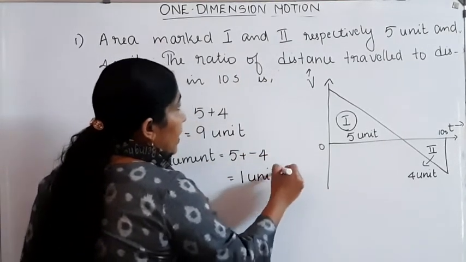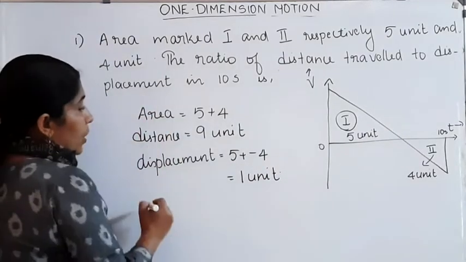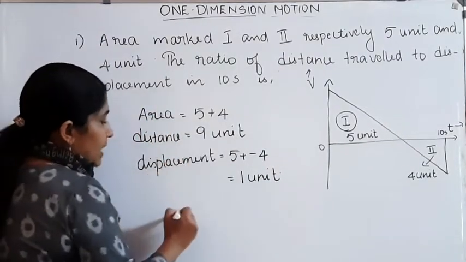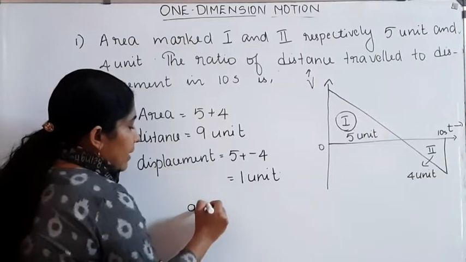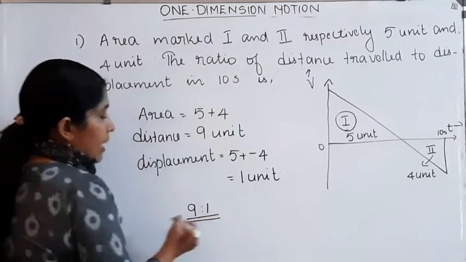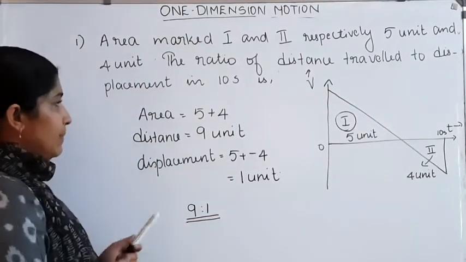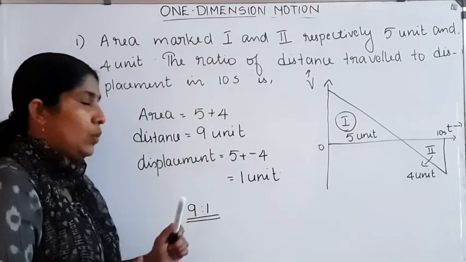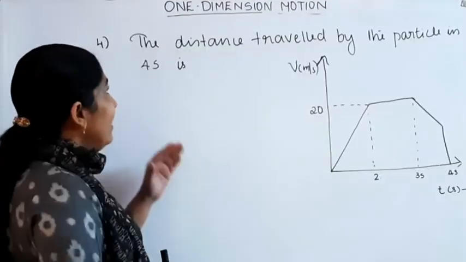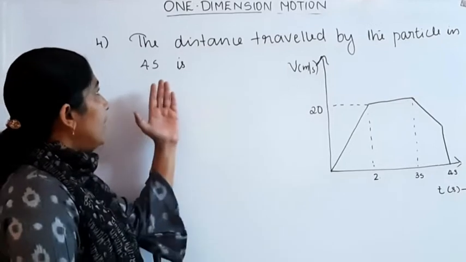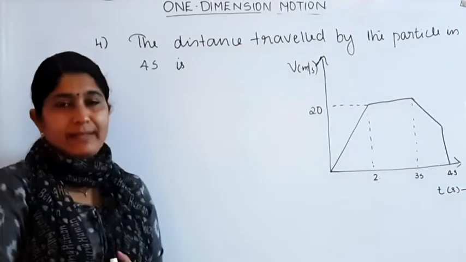Then what about the ratio? Okay, ratio of distance to displacement is 9:1. Okay, the next question. The distance traveled by a particle in 4 seconds is.